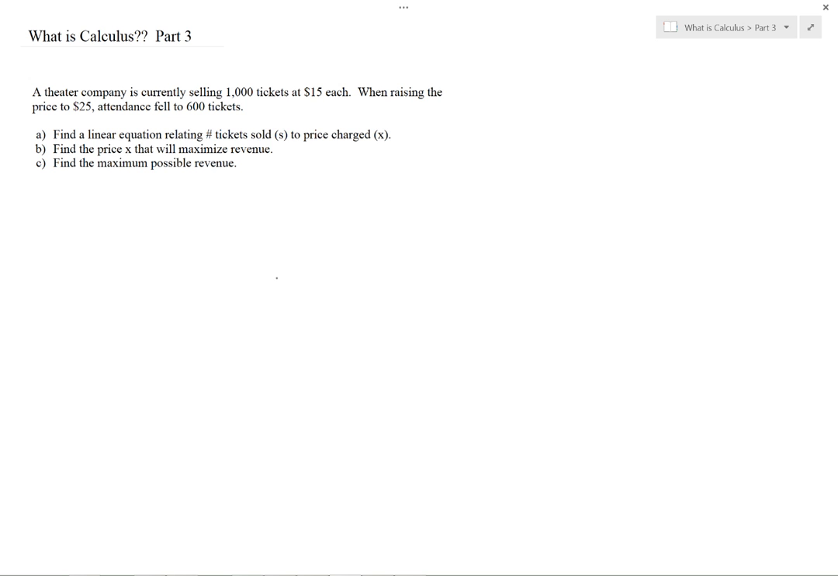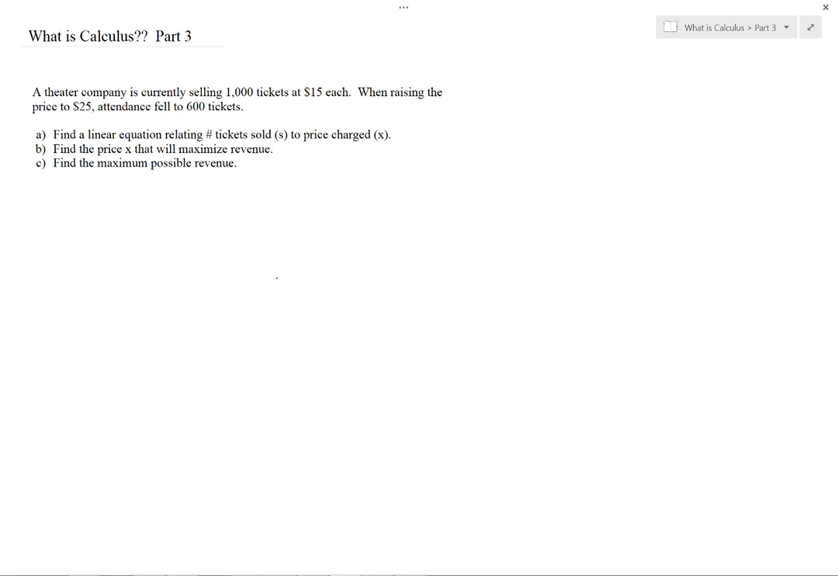Okay, so let's read through the following application problem. A theater company is currently selling 1,000 tickets at $15 each. When raising the price to $25, attendance fell to 600. So part A, find a linear equation relating the number of tickets sold, and we'll call that S for sales, to the price charged, X. So far, that's a problem we tackle in elementary algebra. In the Math 91 course, we see part A.